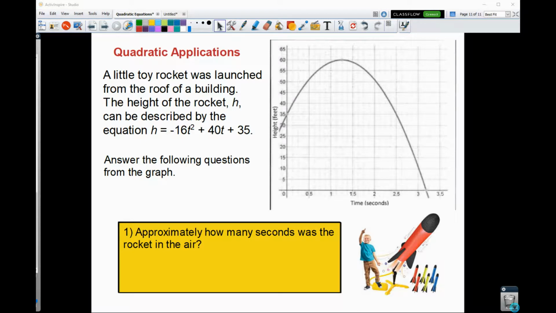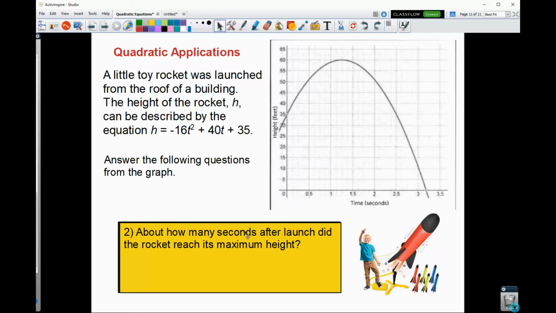So the first question is, approximately how many seconds was this rocket in the air? Well, as you can see, from time 0 seconds right here, it was in the air until it hit the ground here. So I would say it was in the air for approximately 3.25 seconds. Not quite halfway, so I would say probably 3.2 would be a little bit more accurate. All right, answer the next question.